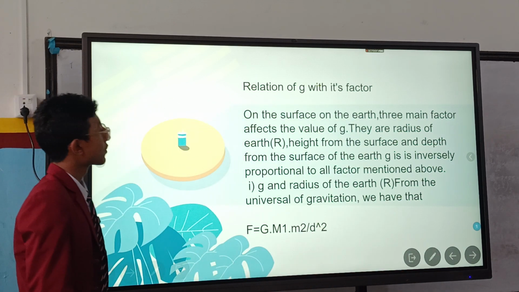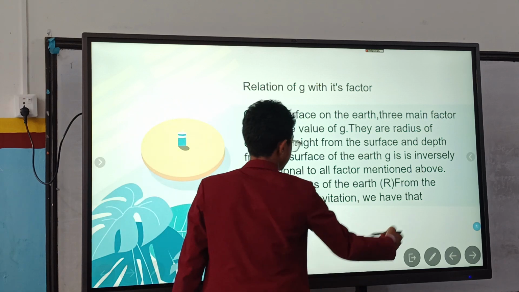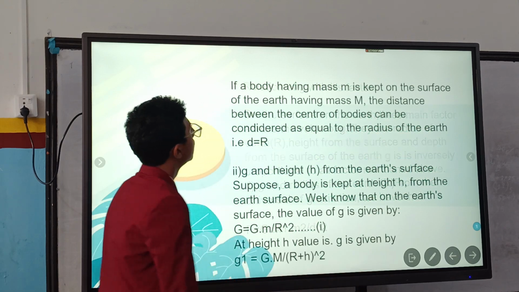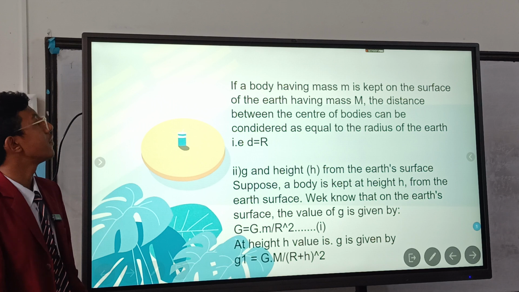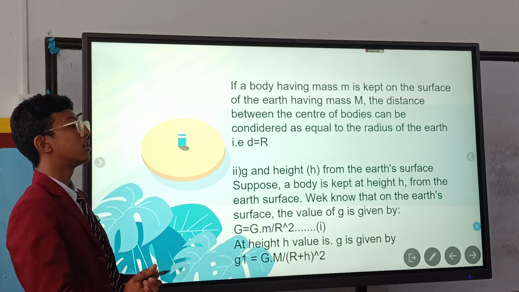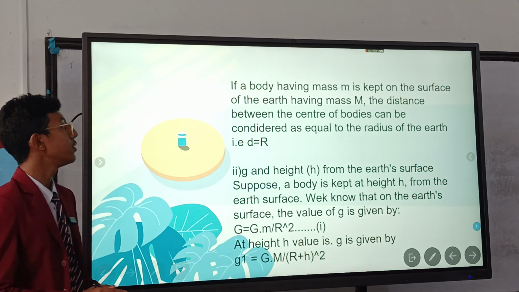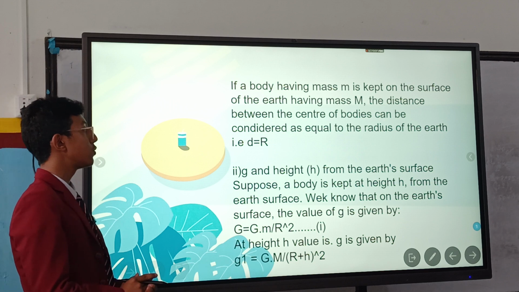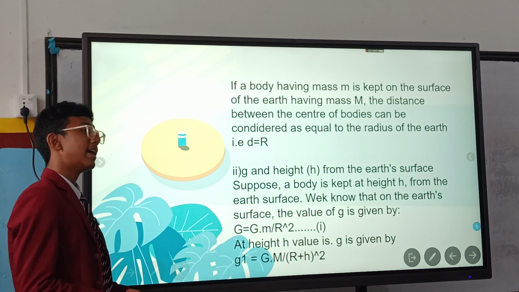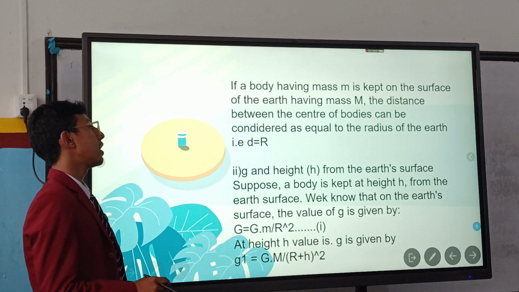If a body having mass m is kept on the surface of the earth having mass M, the distance between the centers of the bodies can be considered equal to the radius of the earth, that is, d equals r.